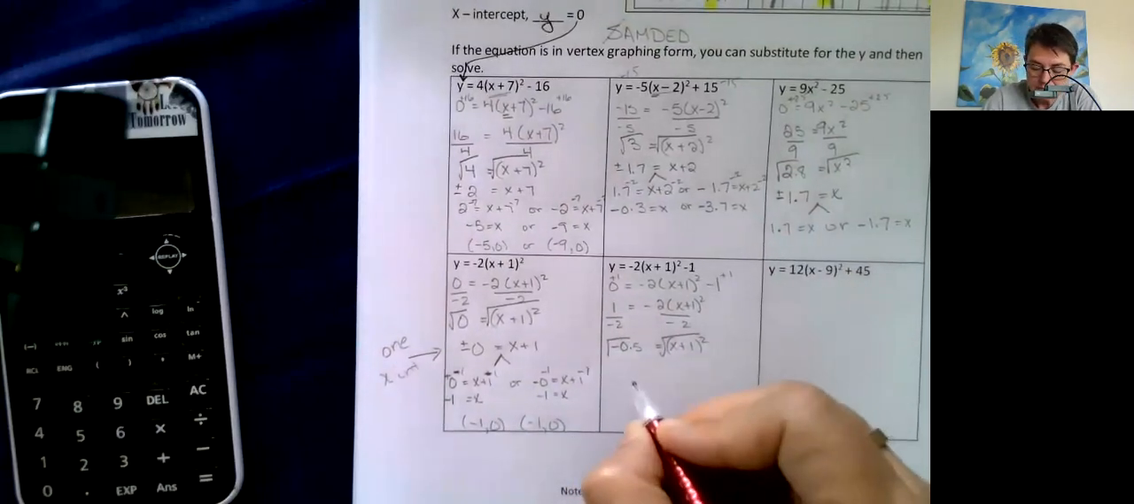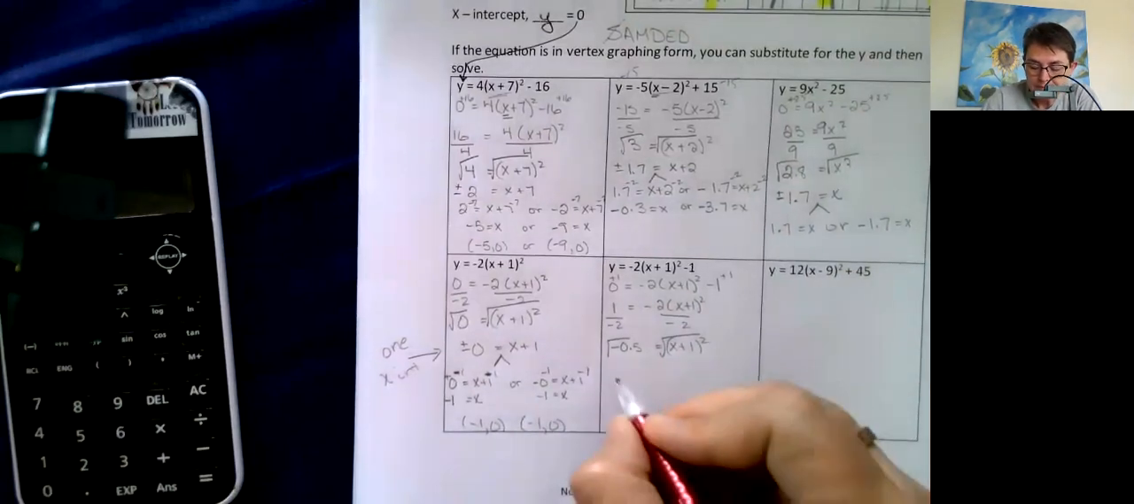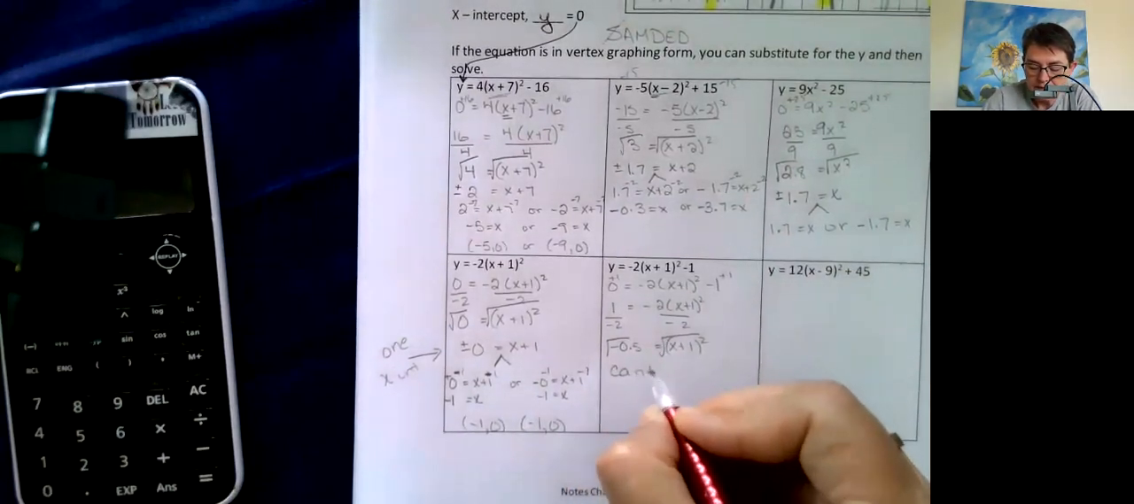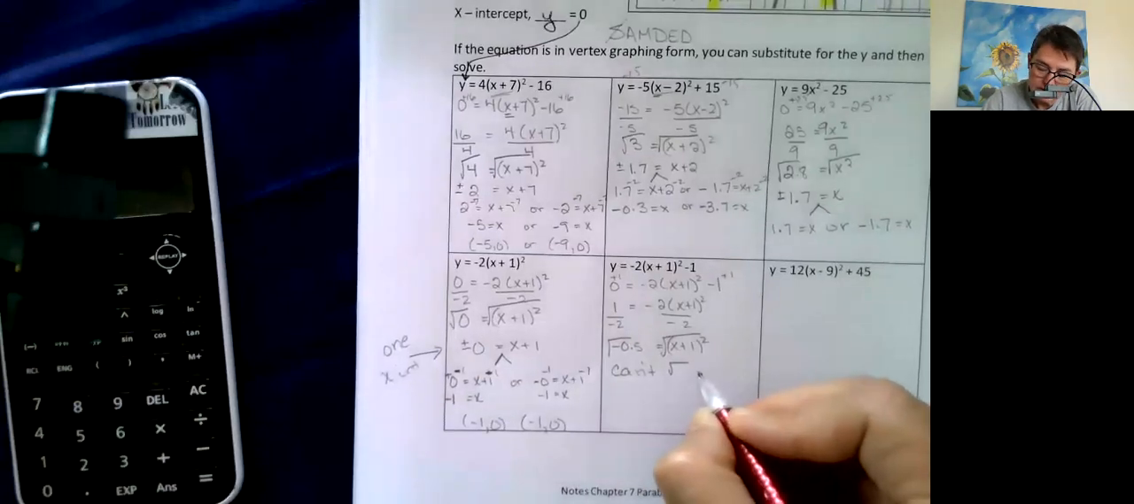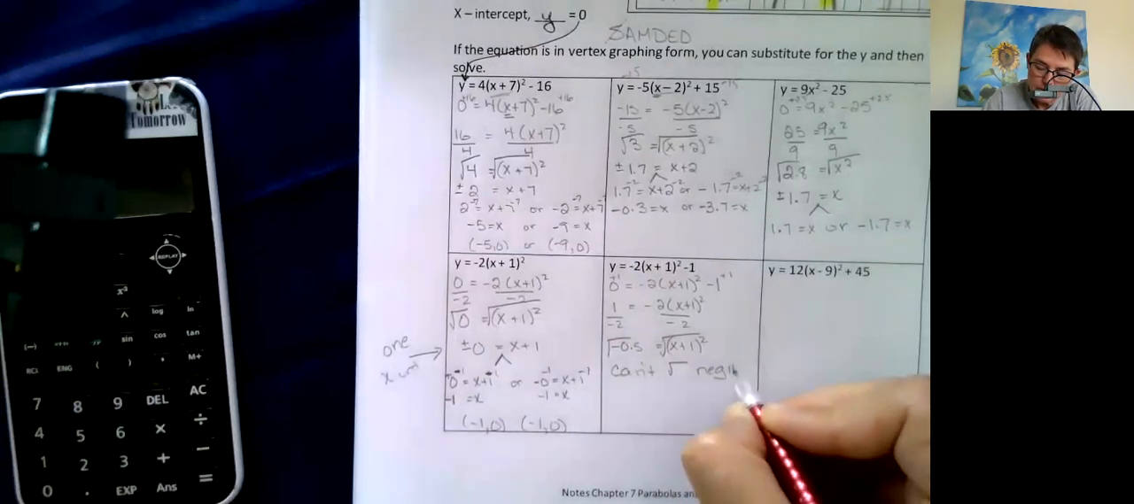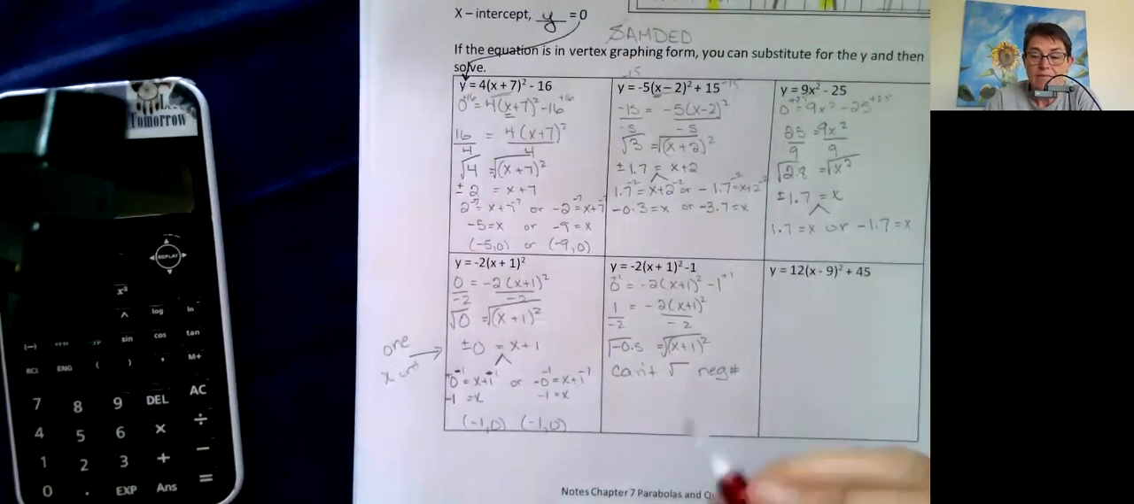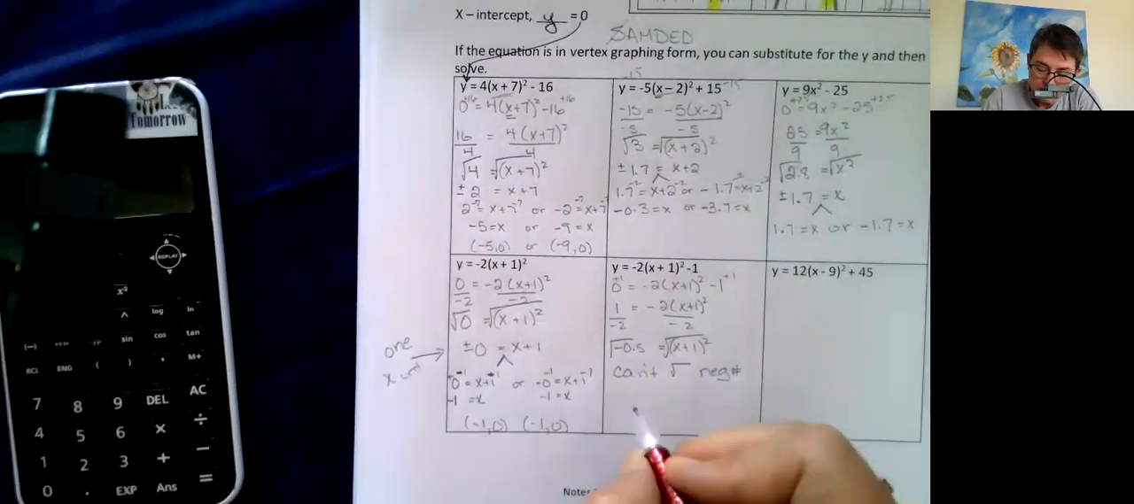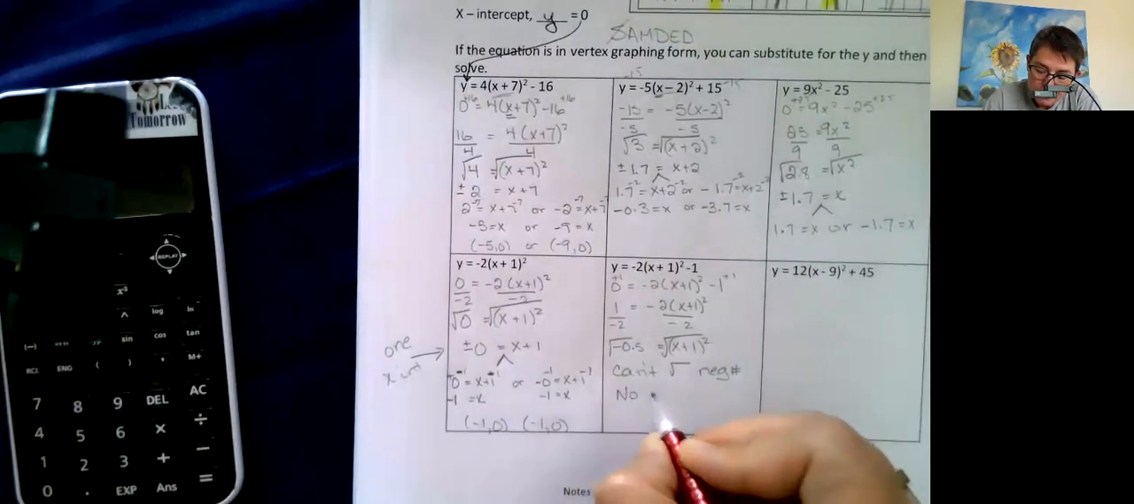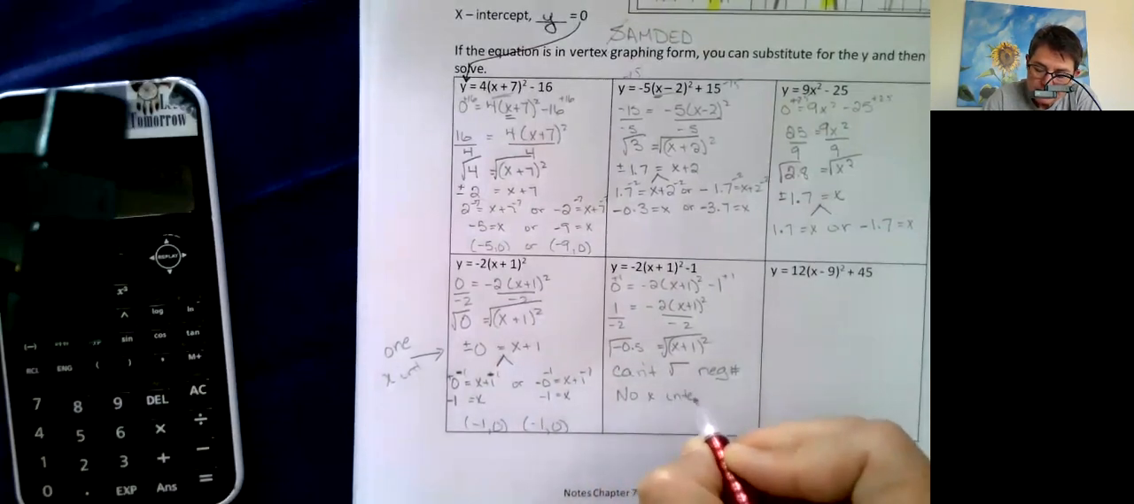But the long and the short of it is, I think this is a good way. Can't square root a negative number. So you can even write math error. I'd be okay with that, which means there's no x-intercepts.